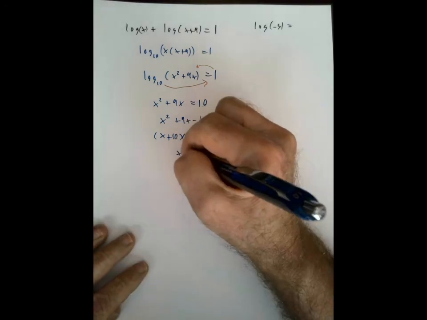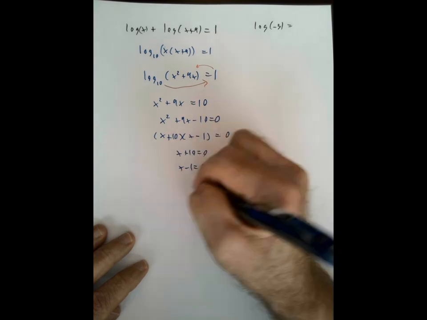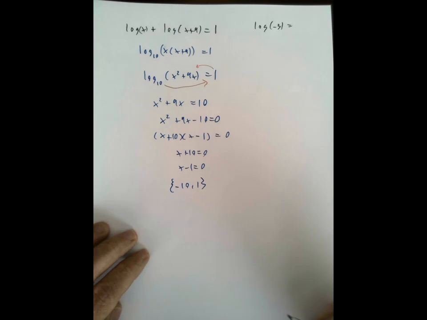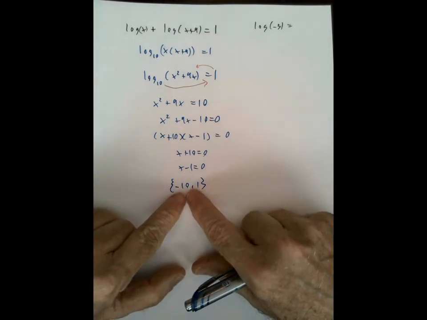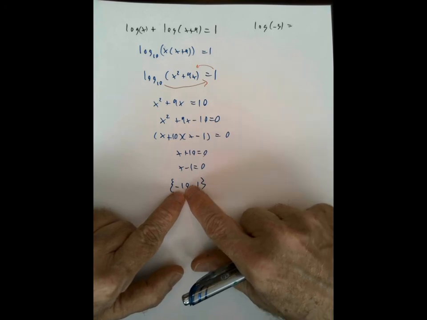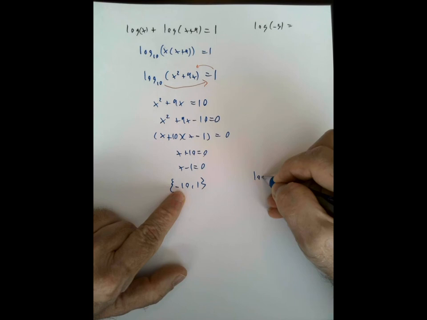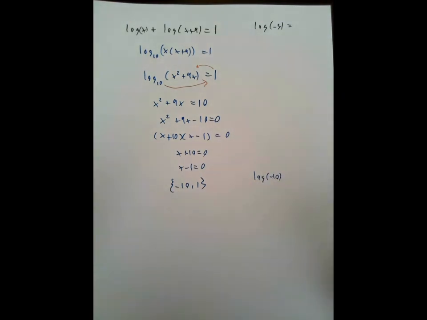That's x plus 10 is equal to 0, x minus 1 is equal to 0, so we get -10 and +1 theoretically are solutions, right? However, here's the problem. Do you see that if we put this -10 up here, we'd get log of -10, which is undefined, right?